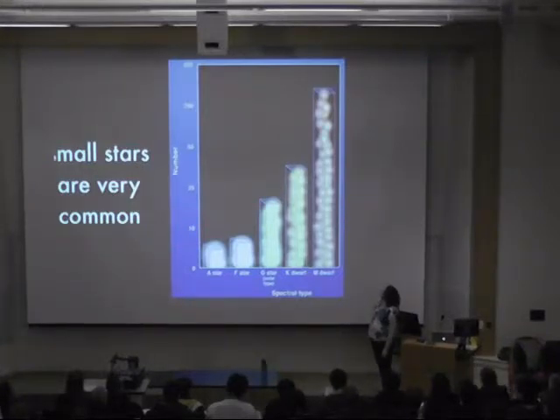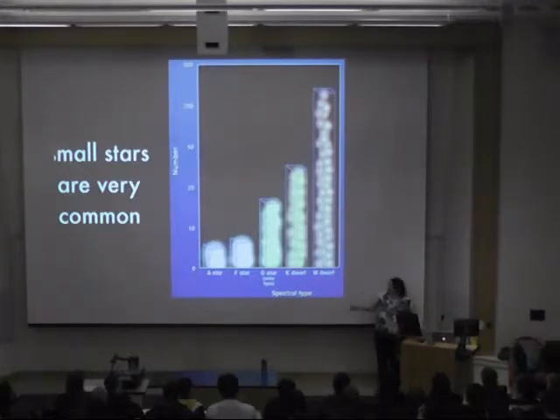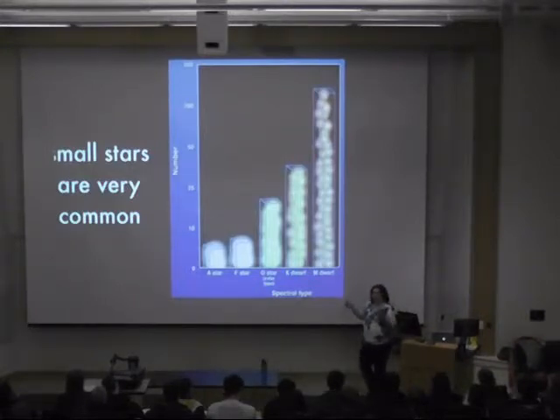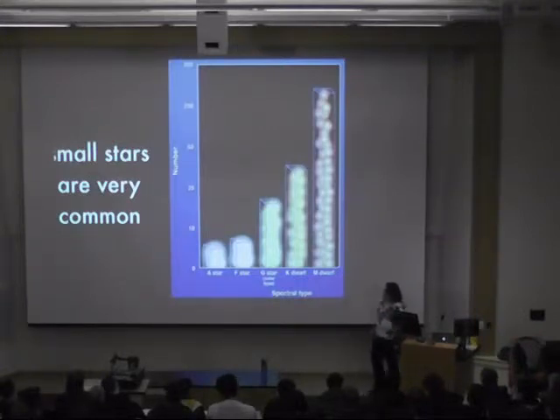So we have about 250 M dwarfs, or very small stars, within the same area. With all the other stars, we have about 50. So small stars are what the universe is made up of. They're very common. I said this is just nearby us, but it doesn't change as you go farther away.